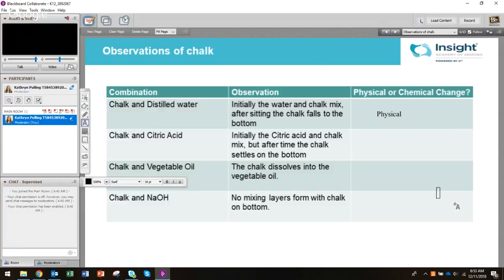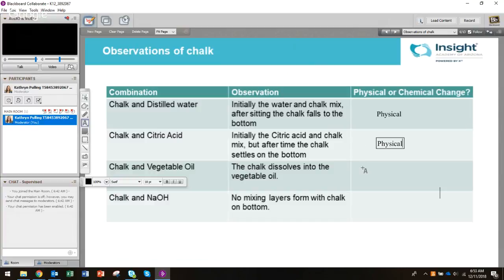All right. The chalk and citric acid. Initially, the citric acid and chalk mix, but after time, the chalk settles to the bottom. So same thing happened again. Another physical change. All right. Chalk and vegetable oil. The chalk dissolves into the vegetable oil.